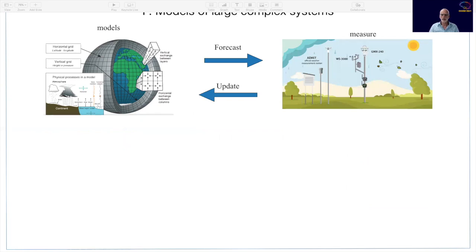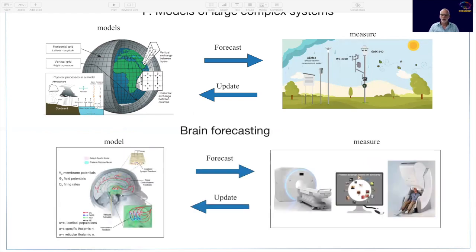And likewise, ultimately, we would like to do brain forecasting. So we would like to have a really good model that forecasts brain states and measures brain states, and that includes behavior, of course, and use these to update the model. And if at the end of this you think, oh, well, Michael Breakspear's models aren't very good, then you're very welcome to work with colleagues and develop an alternative model.